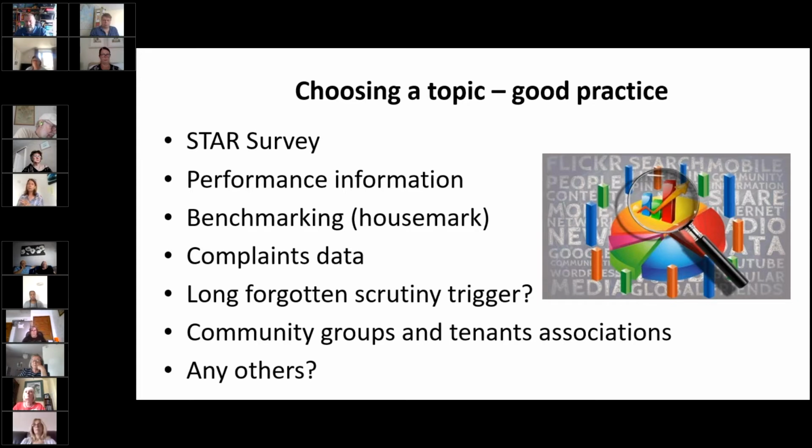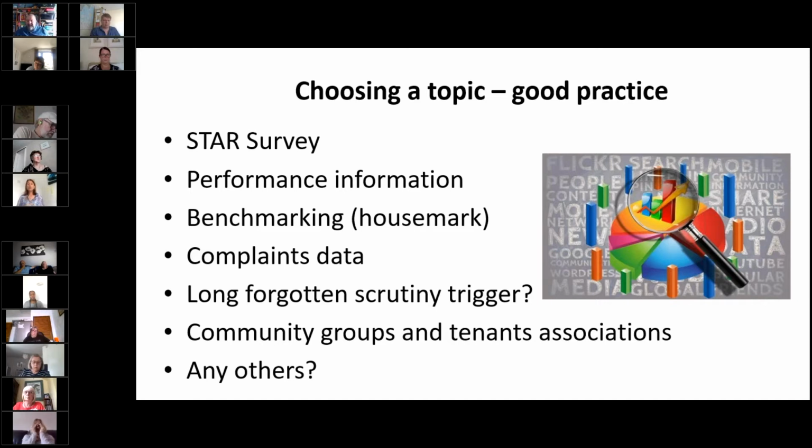And I've put Housemark in brackets there. That's an organisation, it's a club that landlords pay to be a part of, and they crunch all the data and they show people where you sit in tables when it comes to certain parts of the business. And again, that can be useful to actually just check out where you are in relation to other organisations. So do have a look at that if you can.